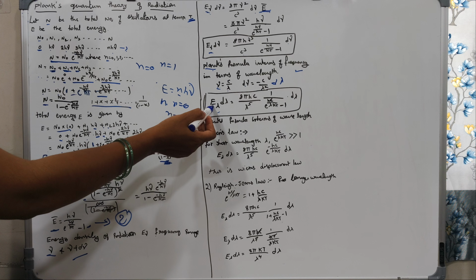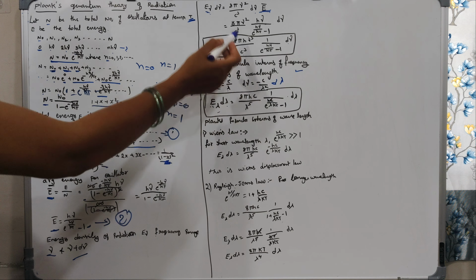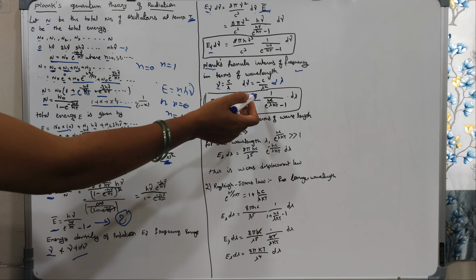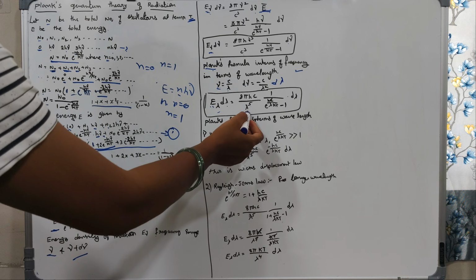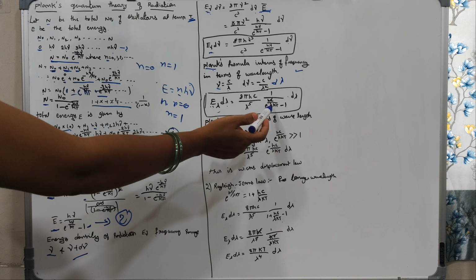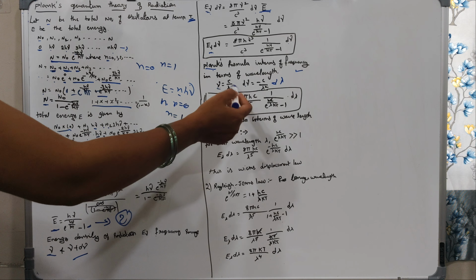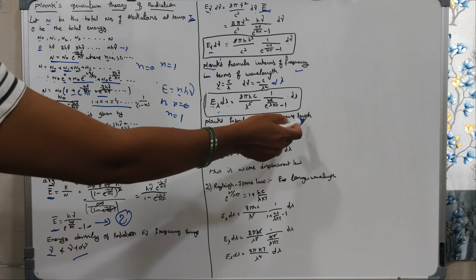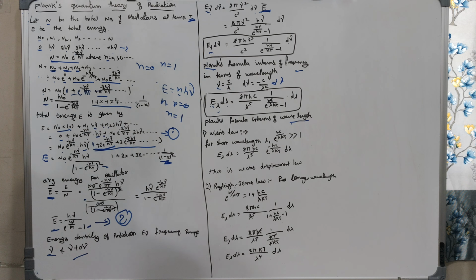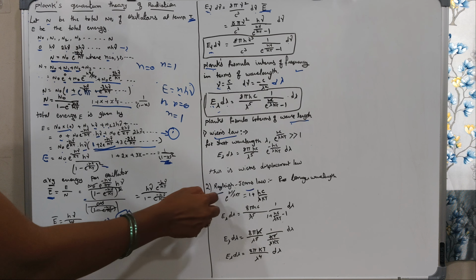So E lambda into d lambda equals 8 pi h, and in place of nu square I have substituted c by lambda, that is c by lambda to the power of 5, times 1 divided by e to the power of hc by lambda kT minus 1, into d lambda. So from this we got Planck's formula in terms of wavelength. Using these two equations, let's derive Wien's displacement law as well as the Rayleigh-Jeans law.